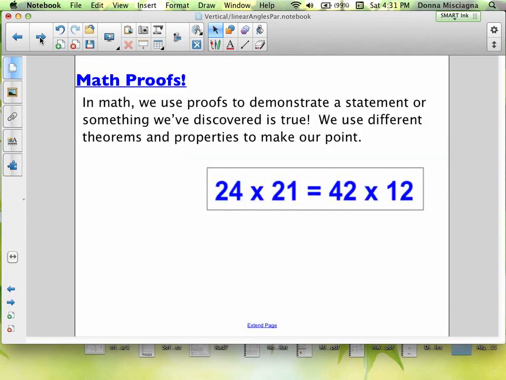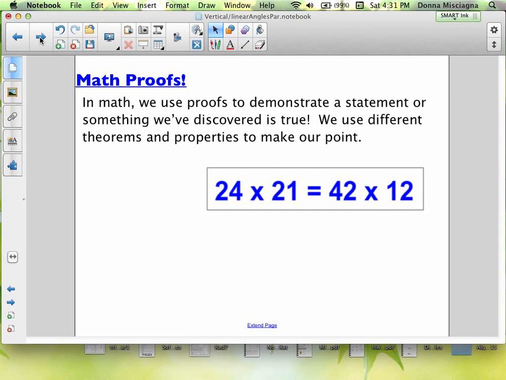And my next page, there we go. So in math, we use proofs to demonstrate that a statement or something we've discovered is true. Everything that's ever said in math is always true. We never say anything that we haven't proven to be true. If it's just something we think is true but haven't proven, then we say we have a hypothesis, we think it might be, but we never say it's true.